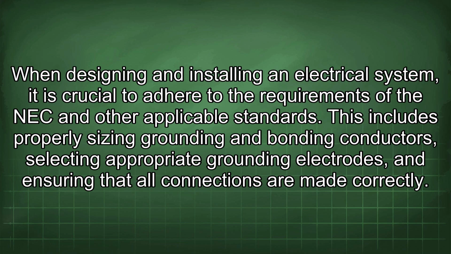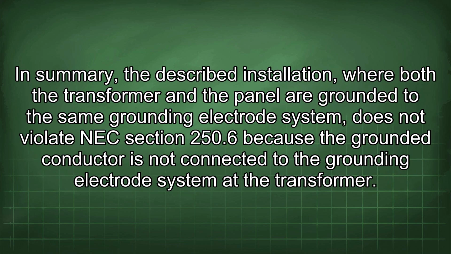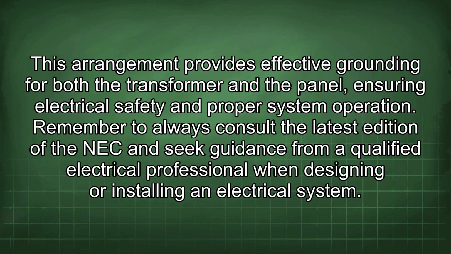This includes properly sizing grounding and bonding conductors, selecting appropriate grounding electrodes, and ensuring that all connections are made correctly. In summary, the described installation, where both the transformer and the panel are grounded to the same grounding electrode system, does not violate NEC section 250.6 because the grounded conductor is not connected to the grounding electrode system at the transformer. This arrangement provides effective grounding for both the transformer and the panel, ensuring electrical safety and proper system operation.